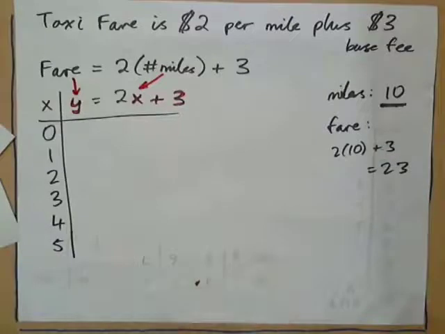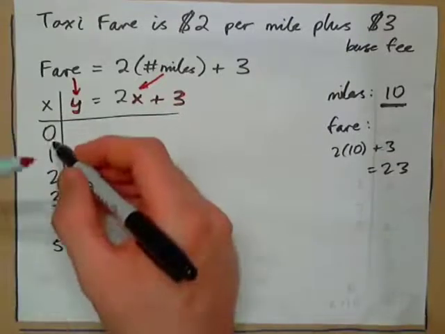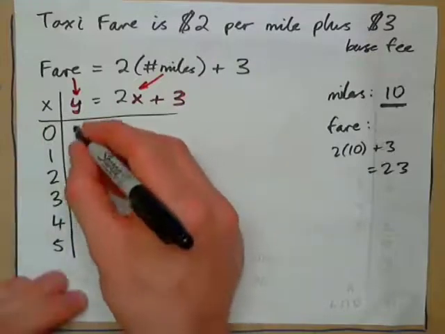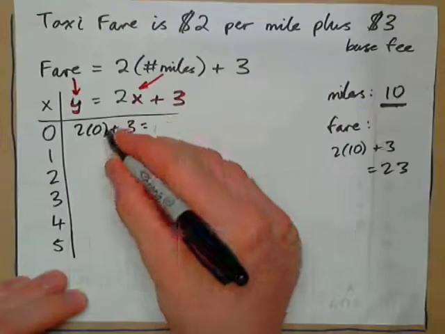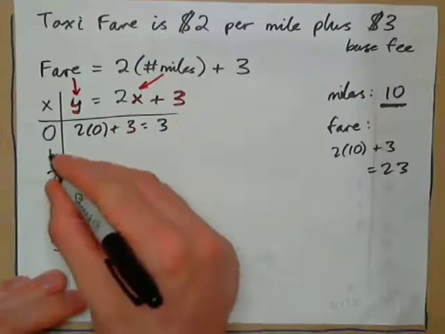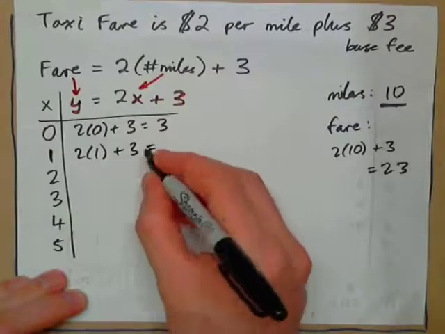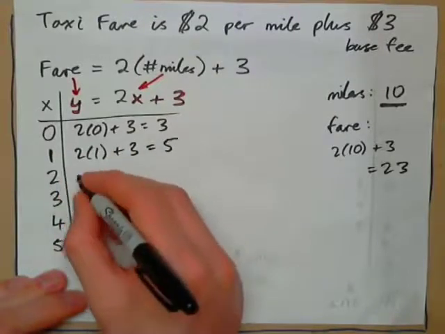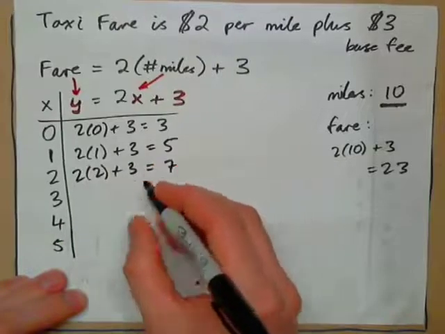So if we do an input-output table, and the input is 0 miles to begin with, the fare will simply be 2 times 0 plus 3, which is 0 plus 3, 3. If you go 1 mile, it will be 2 times 1 plus 3, which is 2 and 3, 5. If you go 2 miles, 2 times 2 plus 3, 4 plus 3 is 7, and so on.